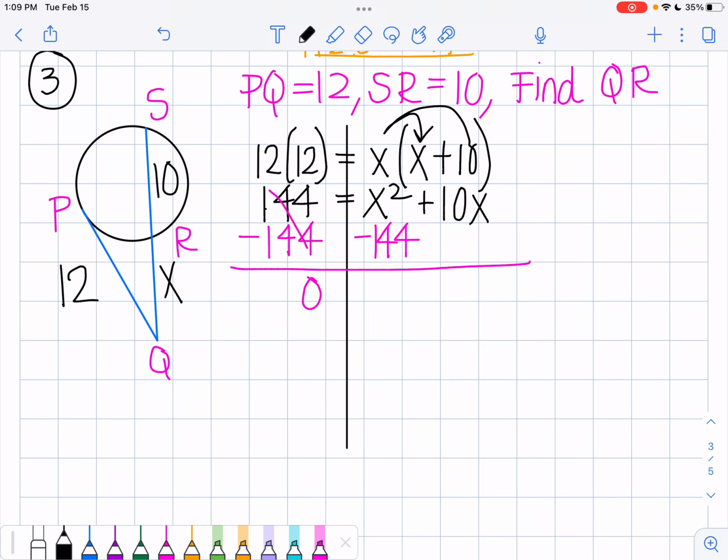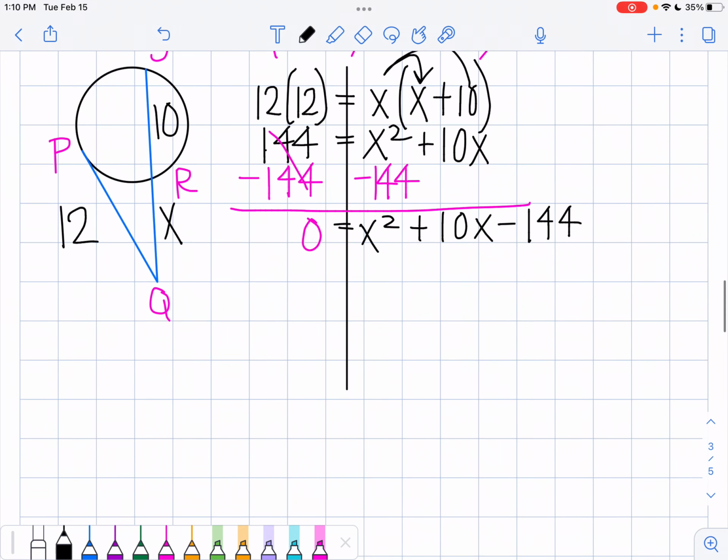So I get x squared plus 10x minus 144. I'm going to do this both ways, so this is going to take a little bit longer because I want to show you both ways to solve this. Me personally, if I don't know the two numbers that multiply to negative 144 and add up to 10 right off the bat, I'm probably going to use the quadratic formula. So that's how I'm going to start this one off.